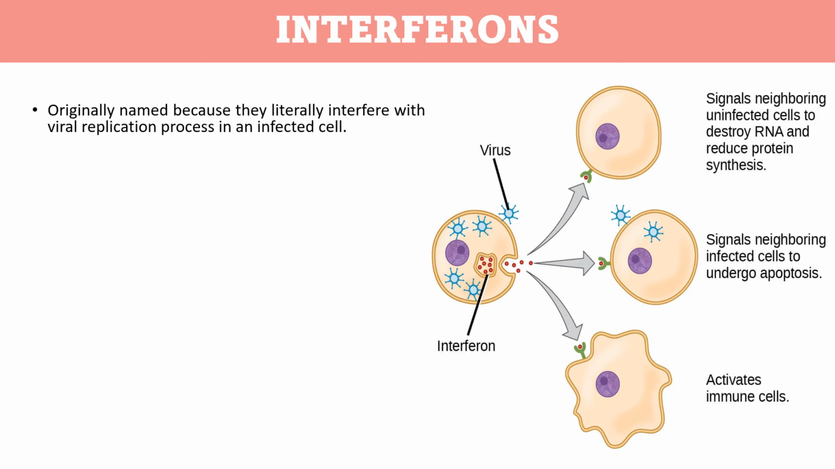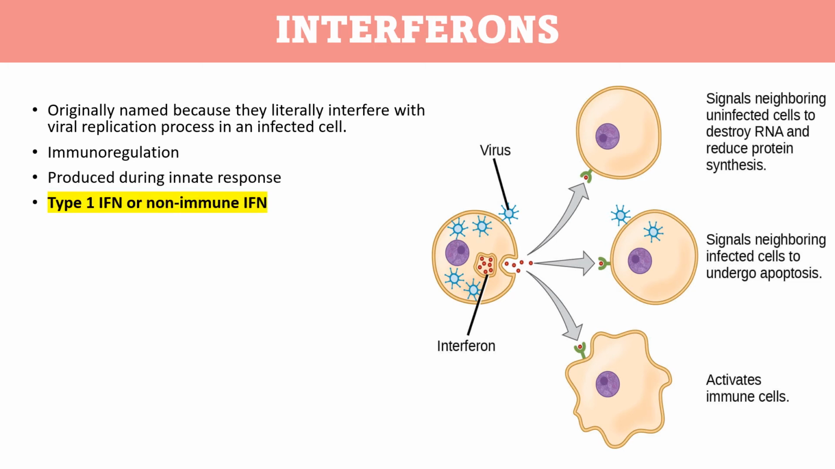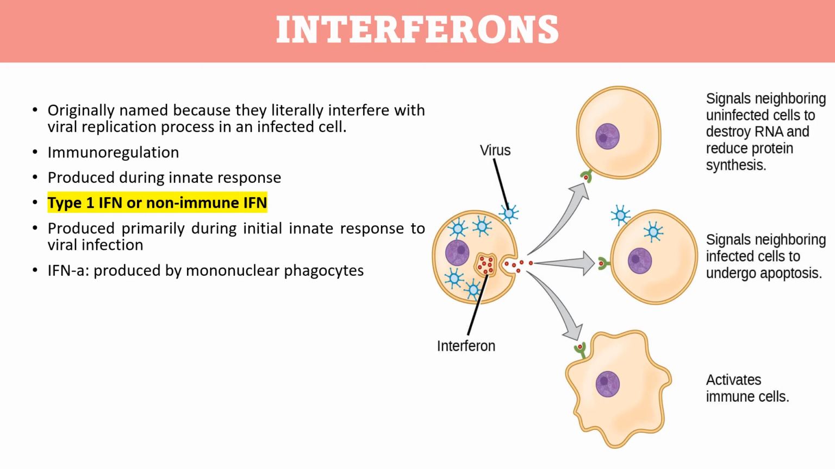Interferons, originally named because they literally interfere with the viral replication process in an infected cell, play a role in immunoregulation and are produced during the innate response. Type 1 IFN, or non-immune IFN, is produced primarily during the initial innate response to viral infection. IFN alpha is produced by mononuclear phagocytes. IFN beta is produced by fibroblasts.